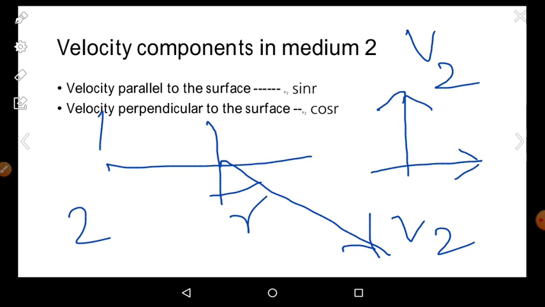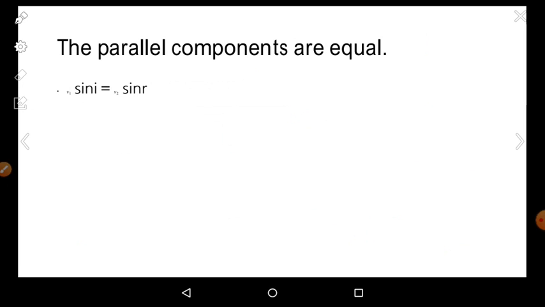It is also resolved into two components, one parallel to the surface and one perpendicular to the surface. Parallel to the surface, this is V2 sin R. Perpendicular to the surface, V2 cos R. So the two velocities V1 and V2 are resolved into parallel and perpendicular components. Now, we will speak about the perpendicular components first. Here, the parallel components are equal.